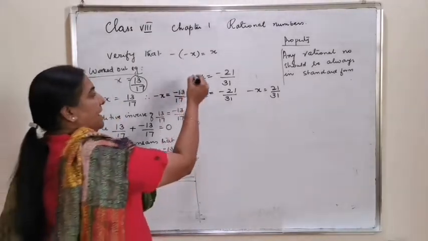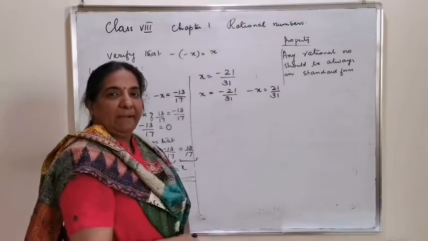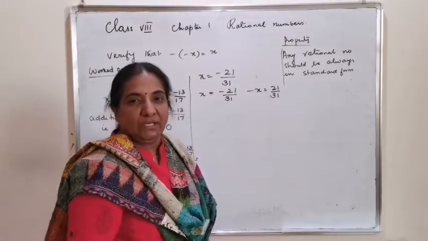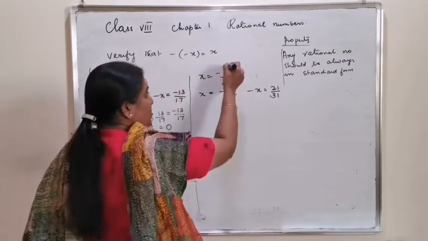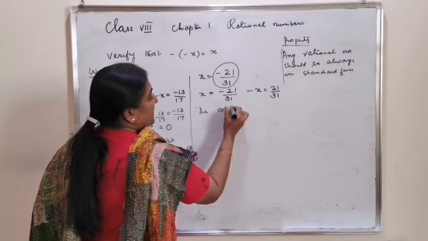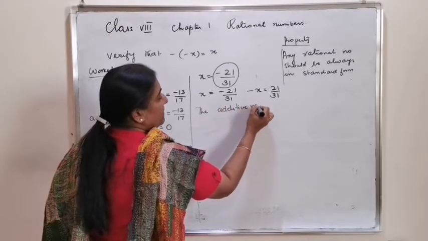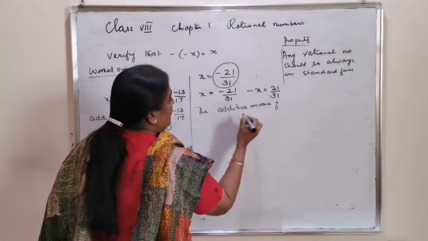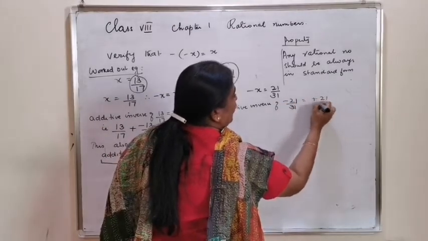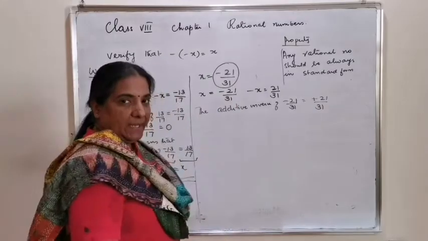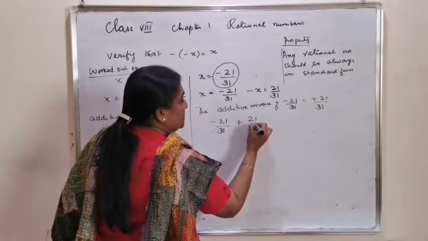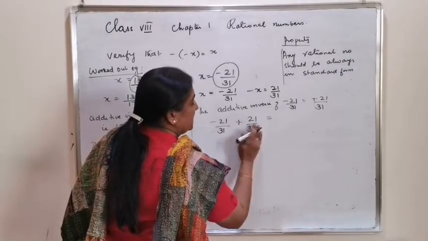Similarly, x is equal to minus 21 by 31. Therefore, minus x is equal to positive 21 by 31. You can start with the given condition. The additive inverse of minus 21 by 31 is equal to positive 21 by 31. Why? Because minus 21 by 31 plus 21 by 31 is 0.